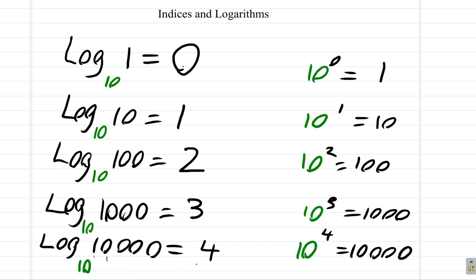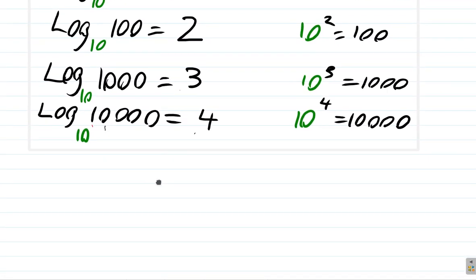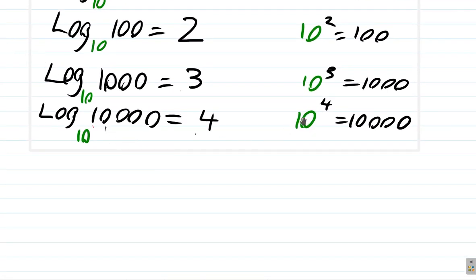Alright, so here now we see that when you have, in this case, 10 to the power of, let me concentrate on 10 to the power of 3. 10 to the power of 3 is equal to 1,000. These are in exponential form, right?